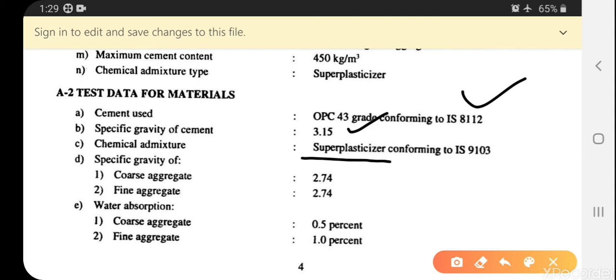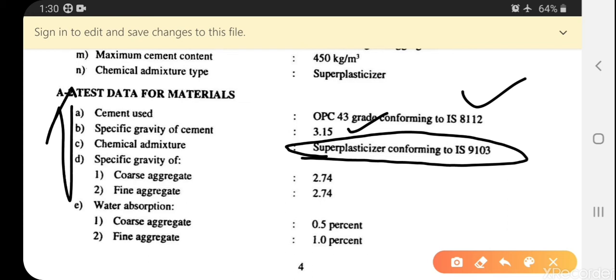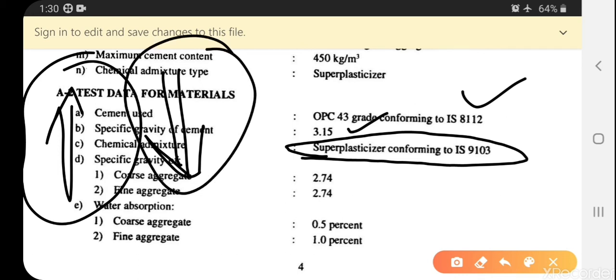Next, chemical admixture: super plasticizer conforming to IS 9103. So what do we mean by super plasticizer? For chemical admixtures, there are two categories. One is accelerators and one is retarders. Accelerators accelerate the reaction, retarders retard the reaction; that is, reaction time decreases or increases. These two depend on the site conditions. If it is RMC, there should be a lag in the setting time. If we need urgent placing of concrete, in such cases there should be separate specifications for usage of chemical admixtures.